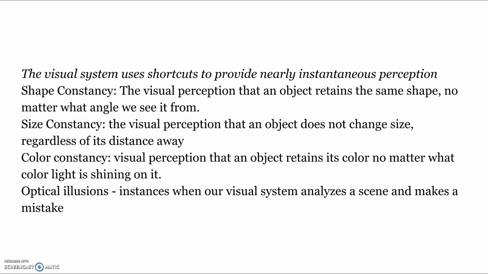The visual system uses shortcuts to provide nearly instantaneous perception. Shape constancy is when an object retains the same shape no matter what angle we see it from. Size constancy is that the object does not change size regardless of its distance away. Color constancy is the perception that an object remains its color no matter what color light is shining on it. And optical illusions are instances where our visual system analyzes a scene and makes a mistake.